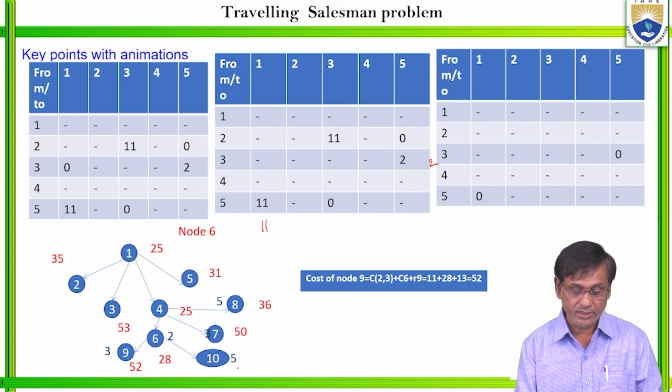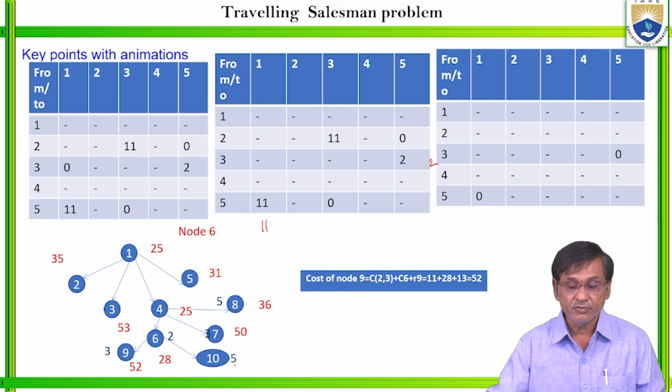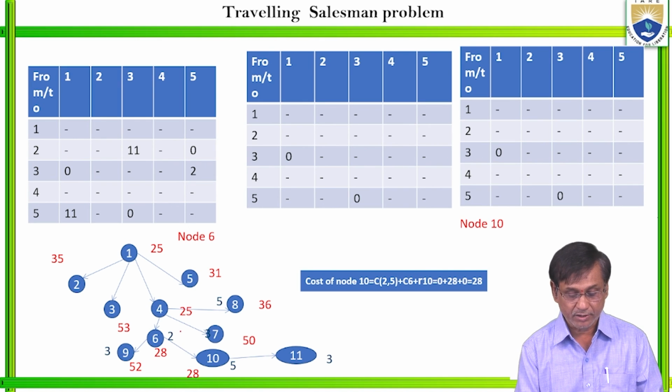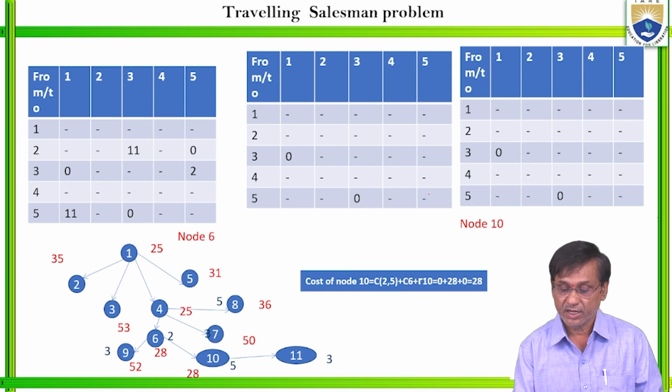Similarly, we have to find out the cost of node 10. For finding out the cost of node 10, again we have to take the reduced matrix of node 6, and then modify it. All the elements of the second row as infinity, and fifth column as infinity, and 5 to 1 is infinity. After modifying it, again we have to check whether there is any possibility to reduce it.